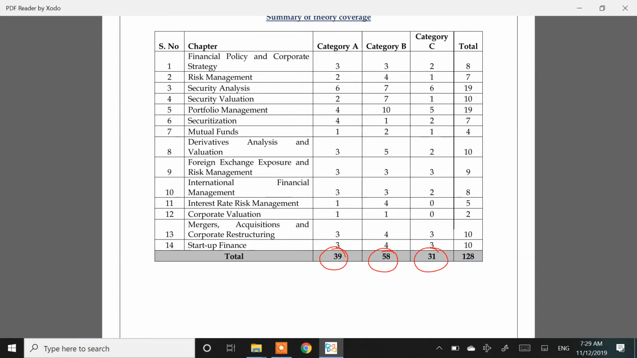And from an exam point of view, we have seen that the predominant set of questions have come from category A and B, but that doesn't mean none has repeated from category C. We have seen questions even coming from category C.